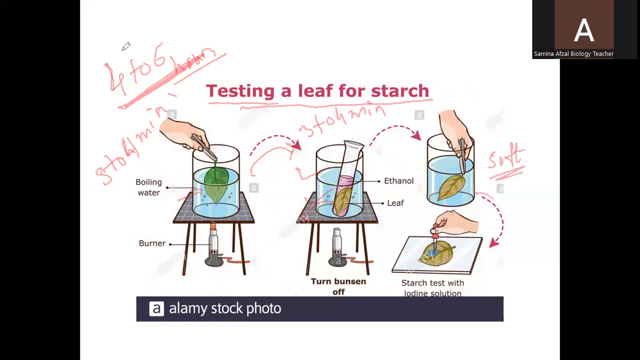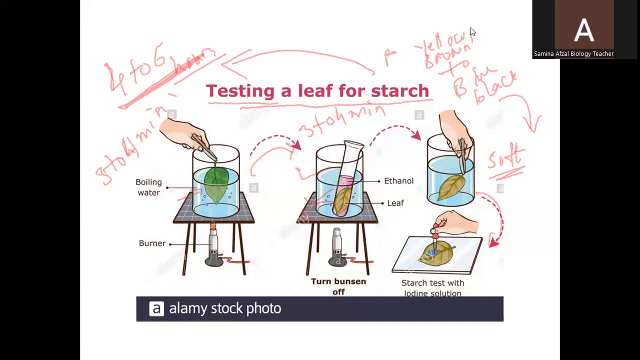After that, we will apply the iodine test. We will drop the iodine on the leaf. If its color changes from yellowish brown to blue black, then starch is present, which was manufactured during these 4 to 6 hours.